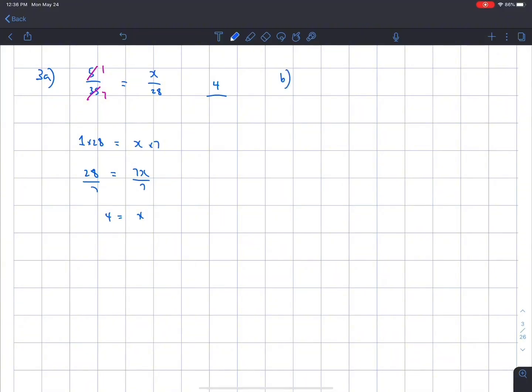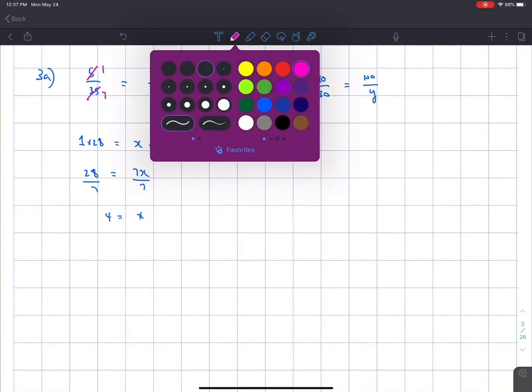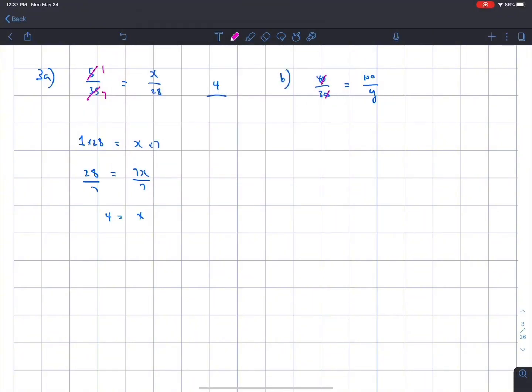B. 40 over 30 equals 100 over y. We can simplify first. We can just cross the 0 out. This is the same as dividing both the numerator and denominator by 10. Now we can cross multiply. We get 4 times y equals 100 times 3. So 4y equals 300.